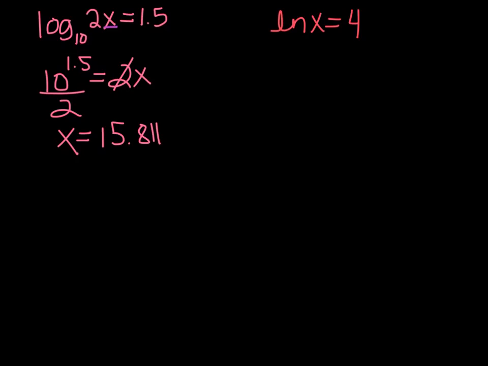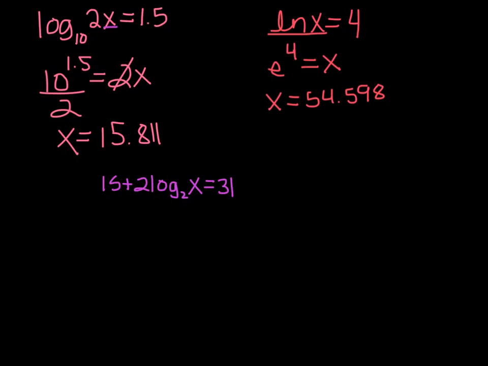Or if we have a natural log of x equals 4, and I want to know what x is. I've got the logarithmic function isolated, so I take the base e, raise it to the 4th power, equals x. E to the 4th can be punched into the calculator, so x equals 54.598. We're always going to go with 3 decimal places.